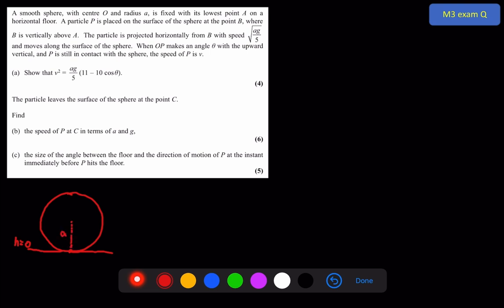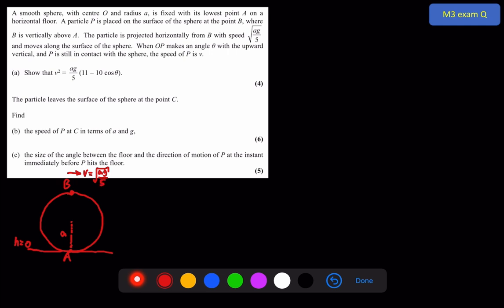Particle P is placed on the surface of the sphere at the point B, where B is vertically above A, so that's right at the very top. Here is B, here is A. The particle is projected horizontally, in this case not disturbed from rest, but with a speed, and that speed is root AG5. Moves along the surface of the sphere.